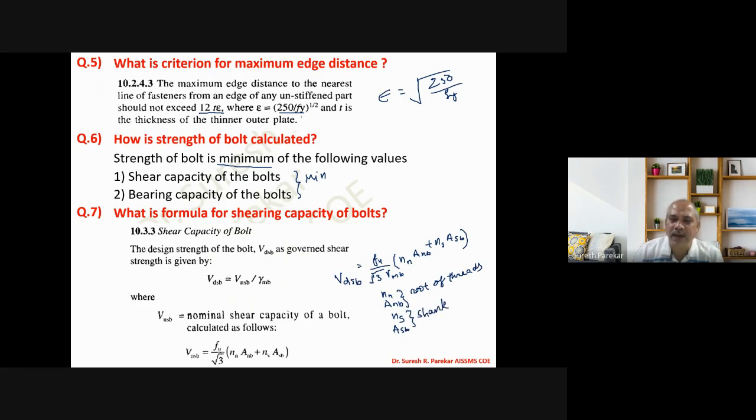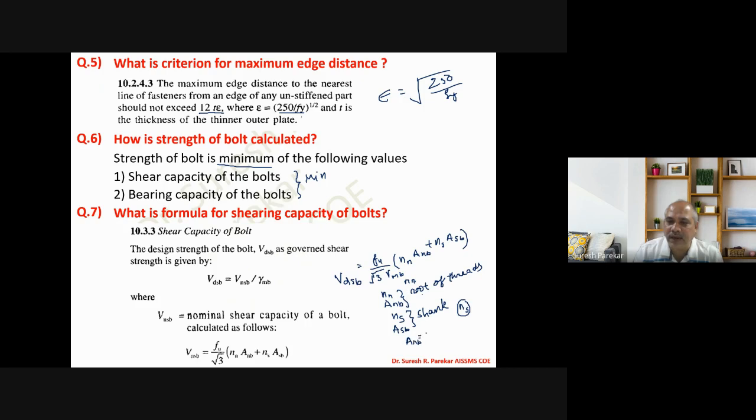So if the failure plane is in the root of threads, then we have the Nn value. And if it is in the shank, then we have the Ns value. For single shear, generally Ns is considered. For double shear, Ns is 1, Nn is 1. Now what is the value of A and B?